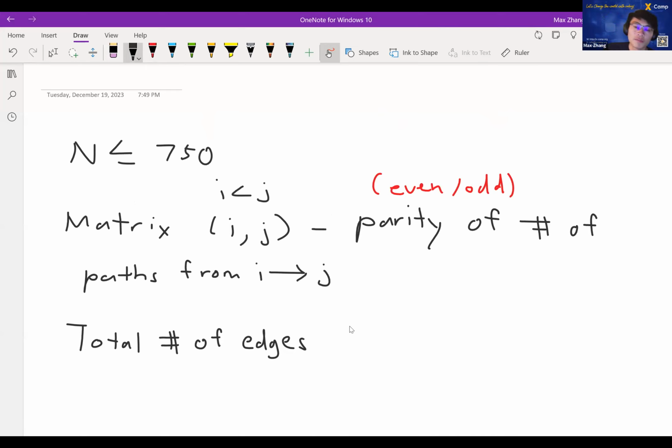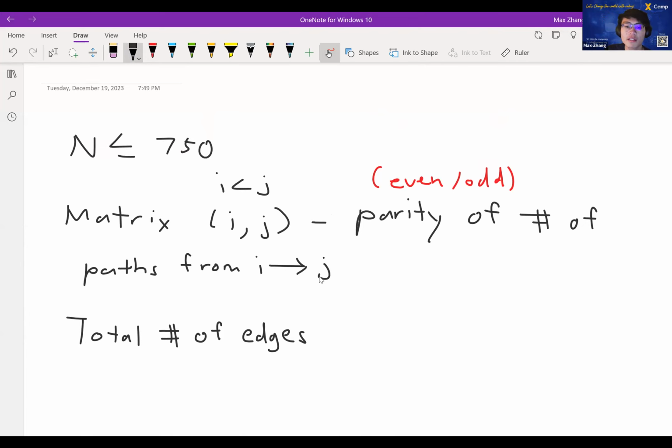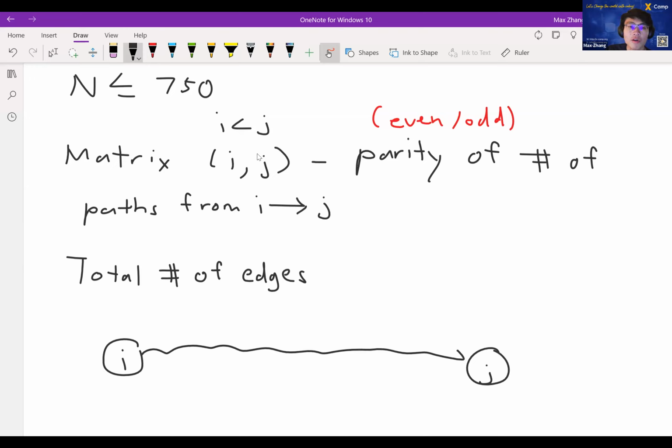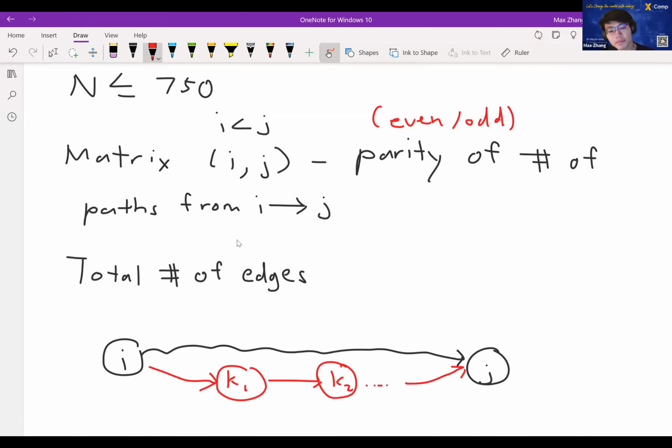Well, when we look at this condition of parity and try to analyze the number of paths, let's say we fix a pair i, j. A path from i to j can be a direct path, i going to j, or it can go through some intermediate vertices. It might go to some intermediate vertex k1, then k2, and so forth, and eventually it reaches j. That is the other possibility.